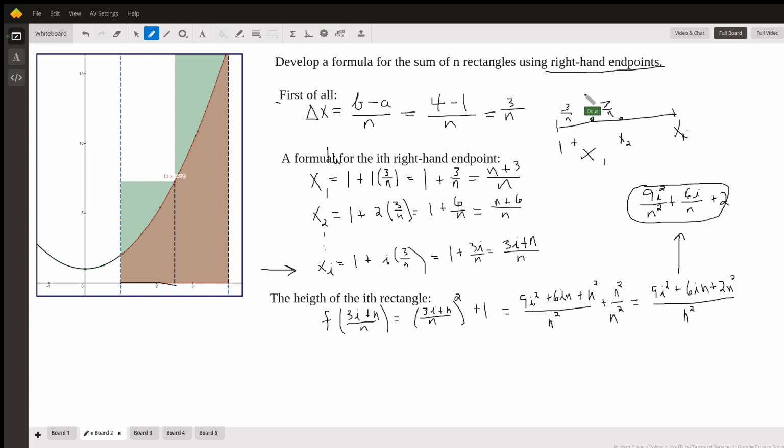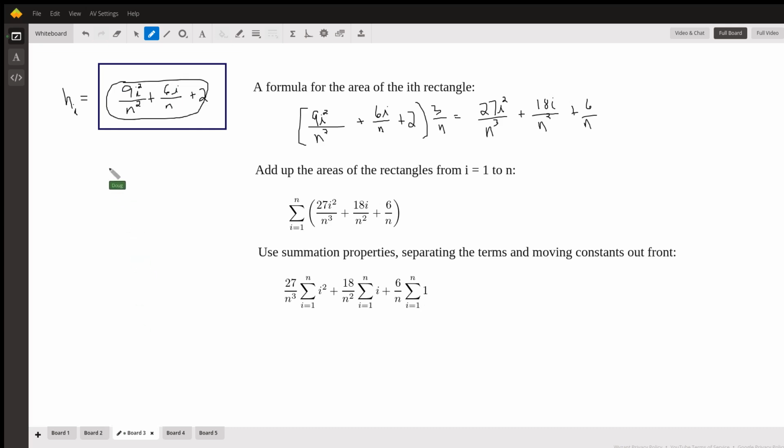Now, what do you do with those right-hand endpoints? Well, you plug them into the function to get the height of the rectangle. So for the height of the rectangle, we're going to plug this expression, I should say, into the function, simplify it a little bit, and here's what you get. So for the height, I get 9i squared over n squared plus 6i over n plus 2. You can follow along down there.